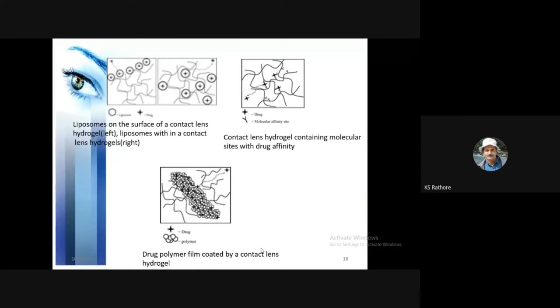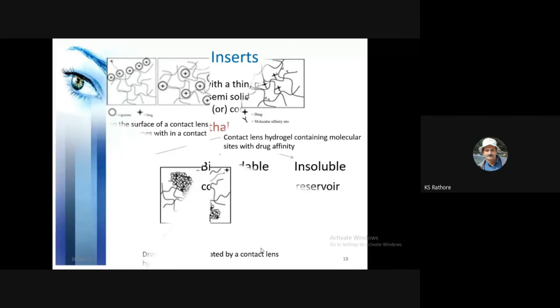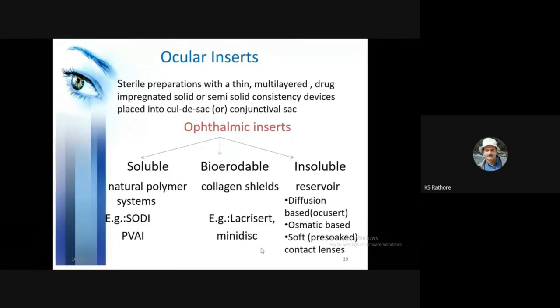Next is ocular inserts. Ocular inserts are sterile preparations, very thin, multi-layered, drug-impregnated solid or semi-solid consistency devices. These are placed into the cul-de-sac or conjunctival sac. There is a conjunctiva and a sac, a pocket-like structure, and you can put this ocular insert there. These are available in soluble, bioerodible, or insoluble form.